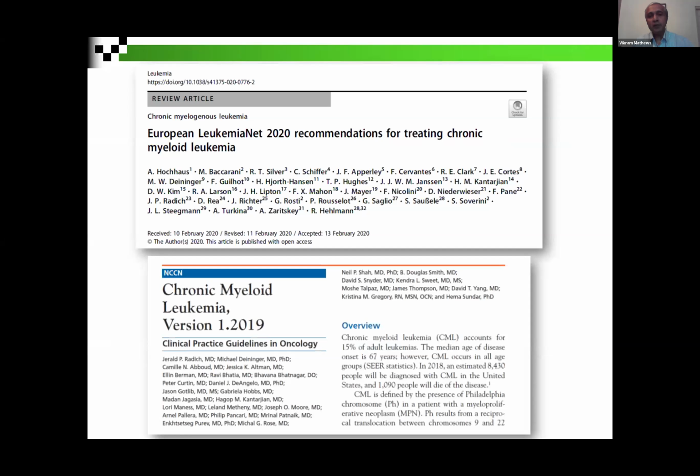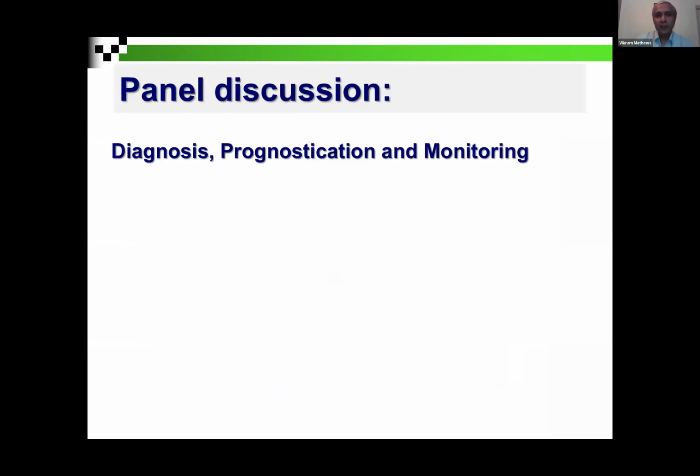While there'll be a lot of variations of what the panel discusses with regards to their individual practices, as much as possible, we will try, for the purpose of this discussion, to stick to what is standard accepted recommendations. And I urge students in this audience to look at these two documents: one is the European LeukemiaNet 2020, which has come out, and the NCCN 2019. For the most part, they are similar, and a few variations that are there in this area we will talk about. So with regards to my topic, I've added the component of prognostication because I think diagnosis, prognostication, and monitoring go hand in hand.